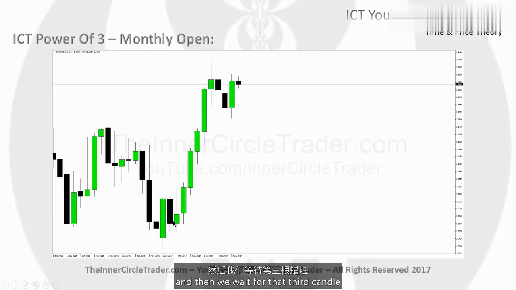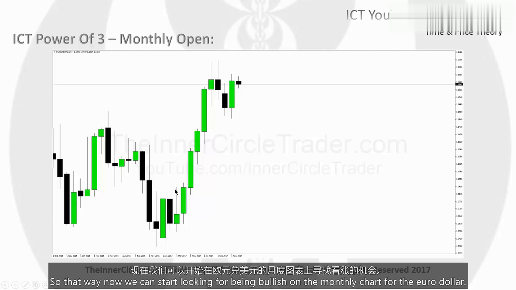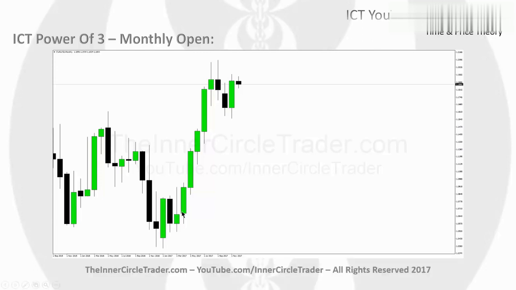And then we wait for that third candle to be penetrated. We have it here. So that way, now we can start looking for being bullish on the monthly chart for the Eurodollar. We see the previous month, even though it had a weaker close, it still was an up close.